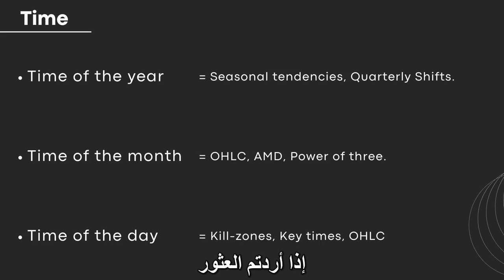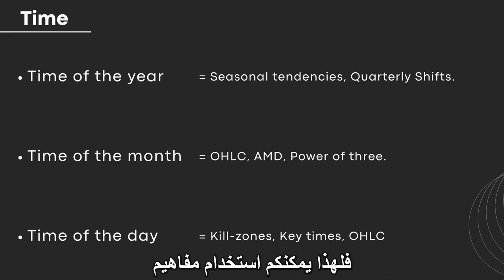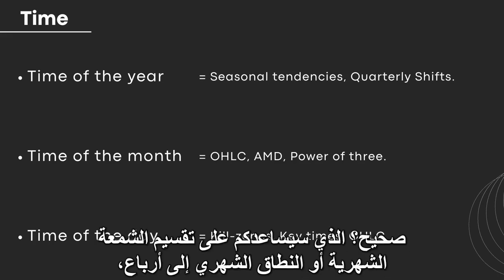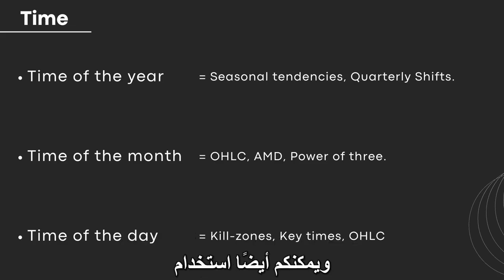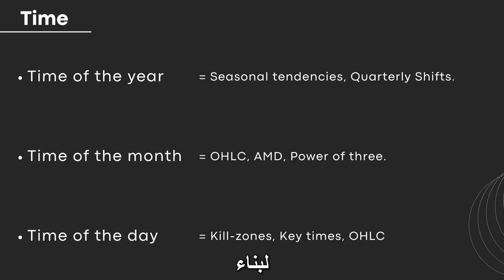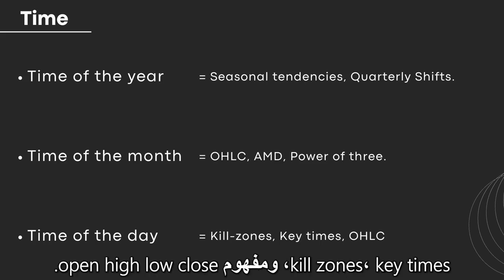If you want to find high probability and key times within a month, right, meaning you want to find high probability weeks, then for that you can use concepts like the open high low close concept, right, which will help you divide the monthly candle or the monthly range into quarters. And you can also use AMD, which will help you profile the markets, or you can use the power of 3 to build a narrative. For dividing the daily range, we've got concepts like kill zones, key times, and open high low concept, right?